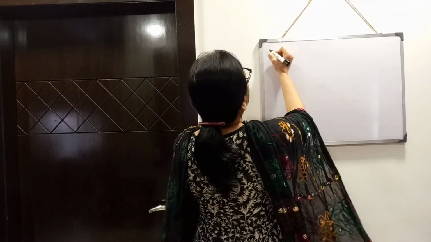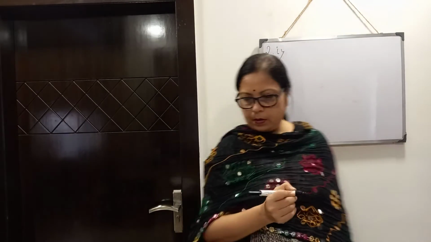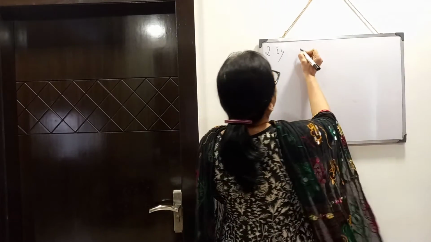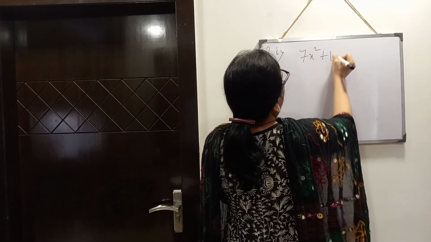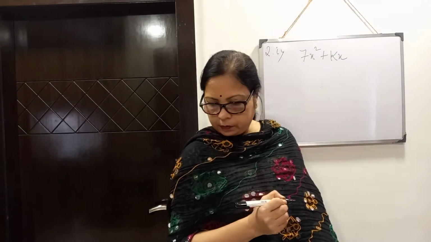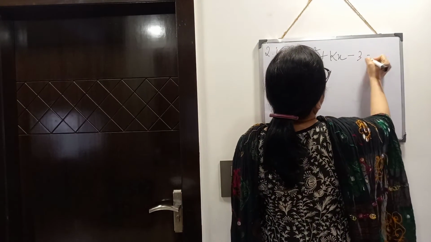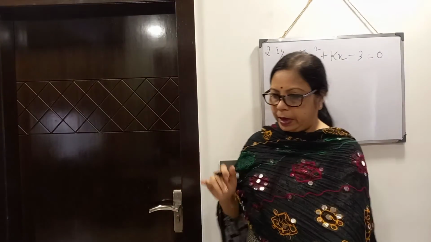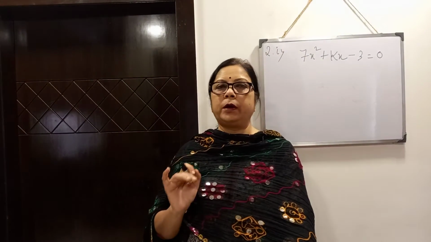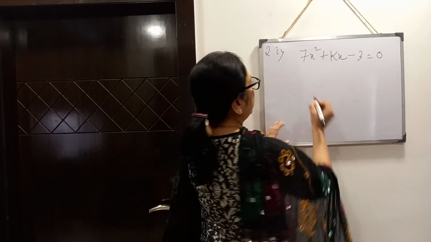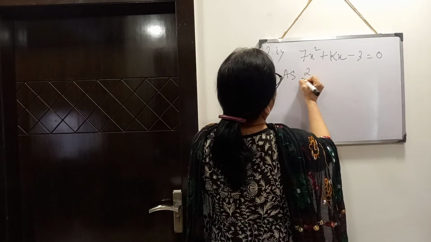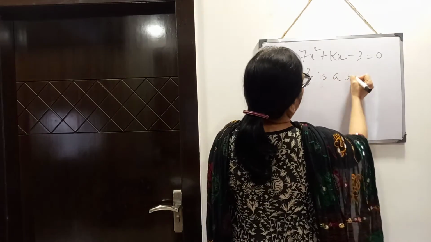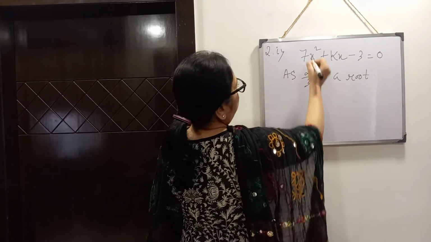Question two. Calculate and write the value of k for which 2 by 3 will be a root of the quadratic equation. Okay, first I am writing the equation. 7x square plus kx minus 3 equal to 0 given. This is the equation, and they have told that 2 by 3 is a root. They have told you, you do not have to verify it. Clear? As 2 by 3 is a root, so it should satisfy this one.